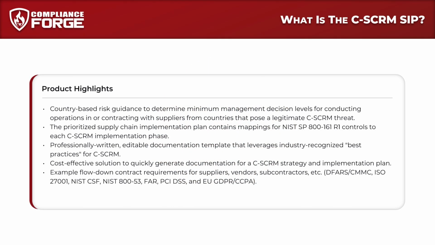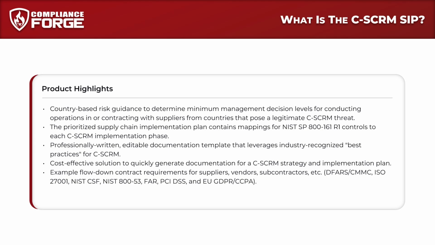Product highlights include country-based risk guidance to determine minimum management decision levels for contracting with suppliers from countries that pose a legitimate threat, a prioritized supply chain implementation plan with mappings for NIST 800-161 controls to each implementation phase, professionally written, editable documentation that leverages industry-recognized best practices, and example flow-down contract requirements for suppliers, vendors, and subcontractors, spanning DFARS and CMMC, ISO 27001, NIST CSF, NIST 853, FAR, PCI-DSS, and the EU GDPR.